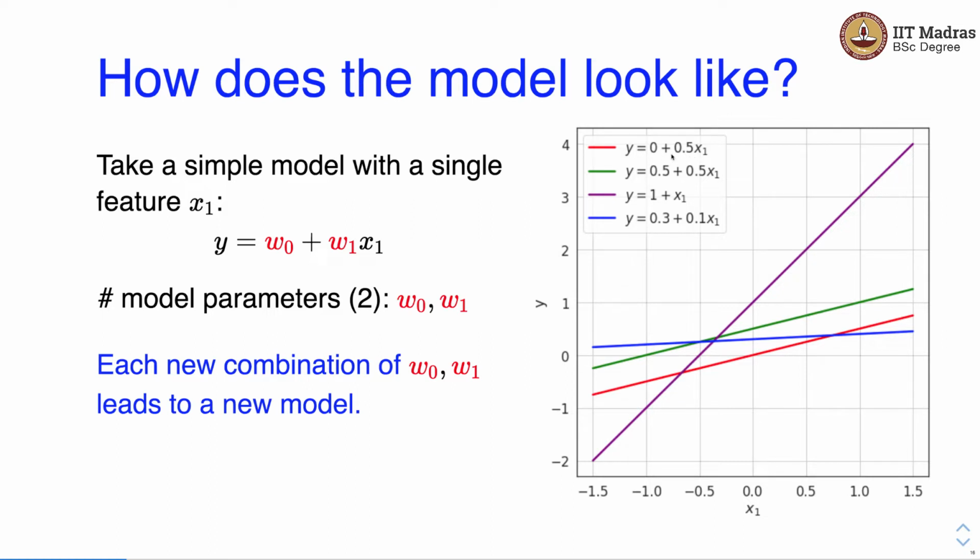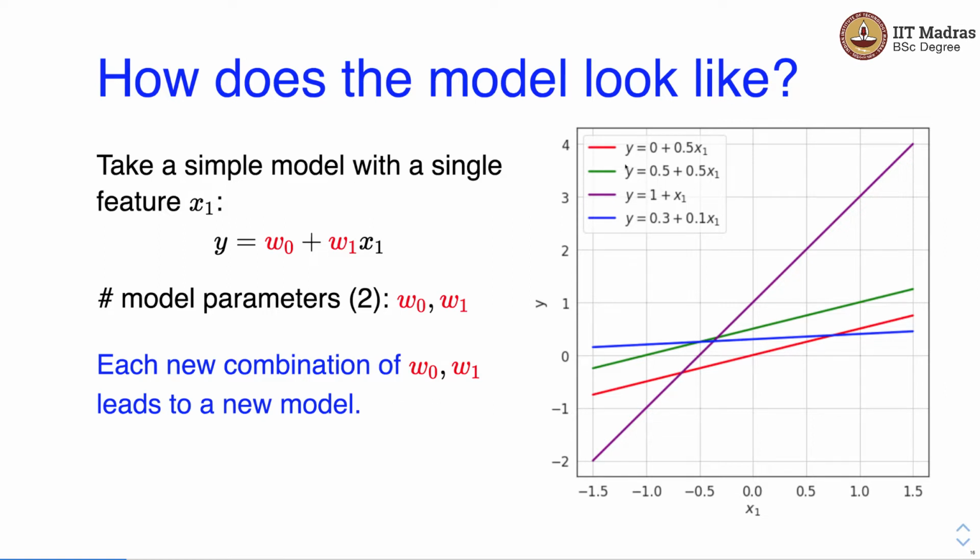So the slope of the line is 0.5 and the y-intercept is 0, right? You can see that this is the red line. And then we have another line, which is this green line, which differs from the red line only in its intercept, or the value of w0. The model for the green line is y is equal to 0.5 plus 0.5 times x1.